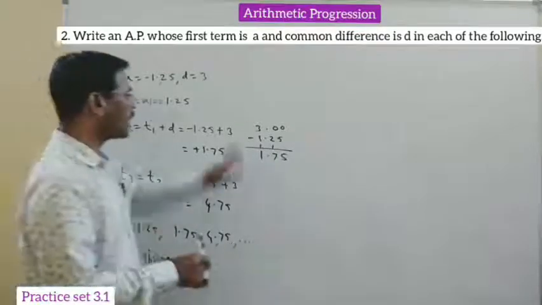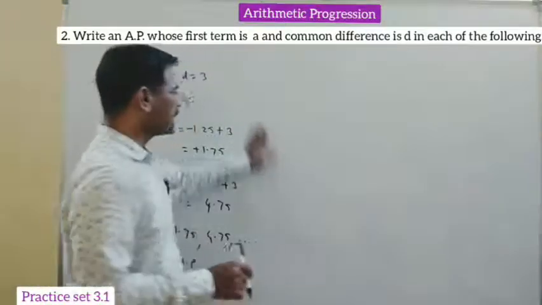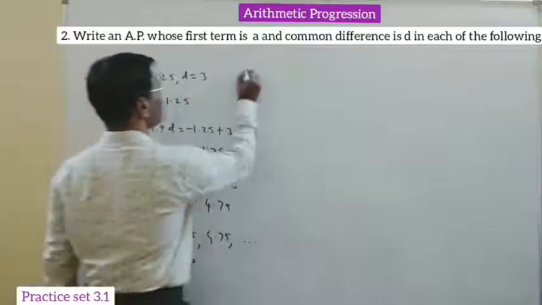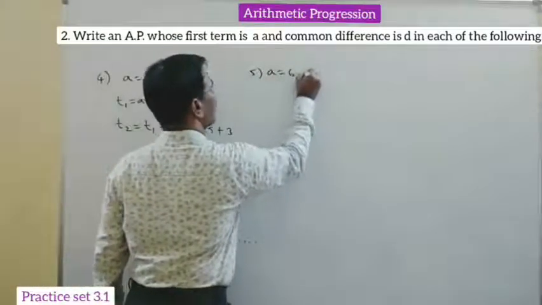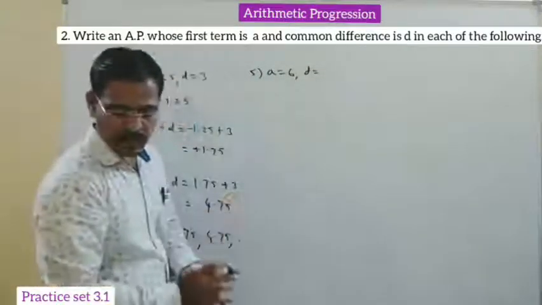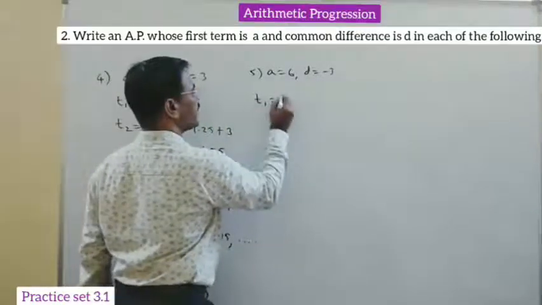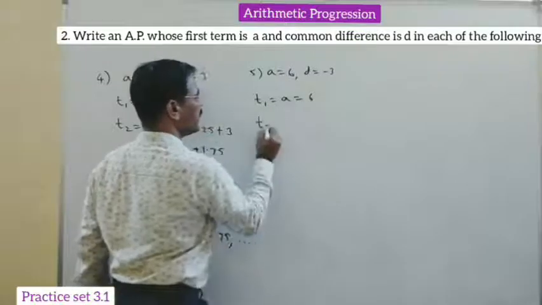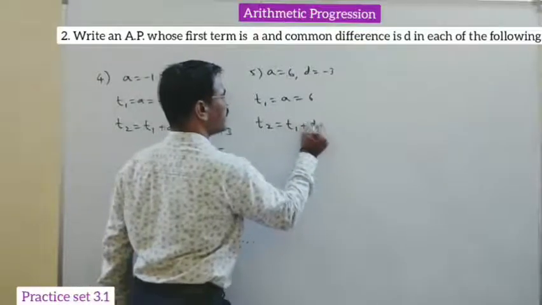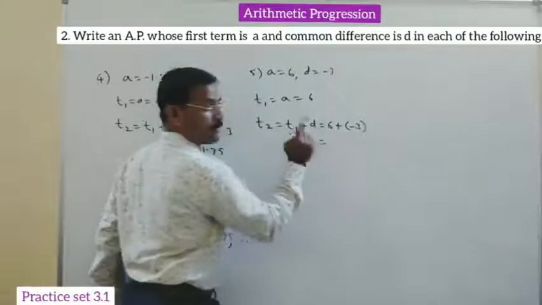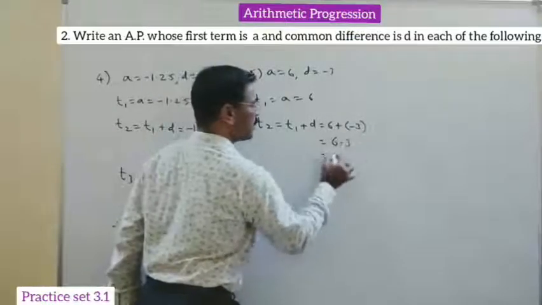Now similarly here there are two more sums. See here, A is equal to 6 and D is equal to minus 3. Look here, what can we get now? T1, that is A, which is 6. T2, that is T1 plus D: 6 plus minus 3. Remember, very important. 6 minus 3, which is 3.